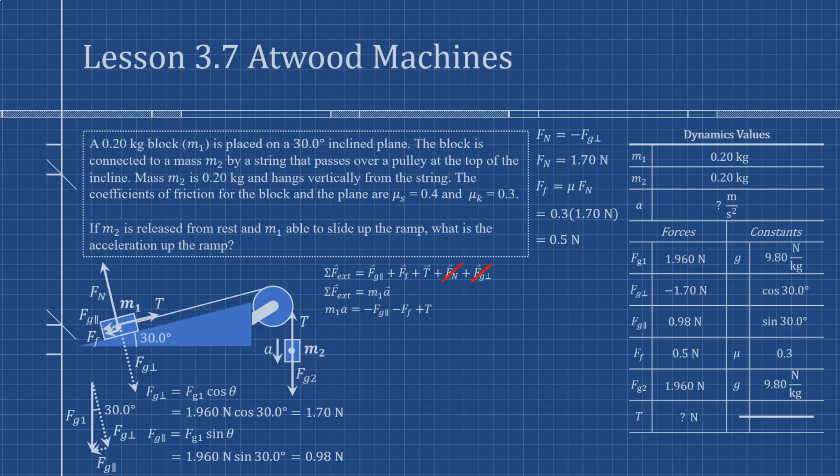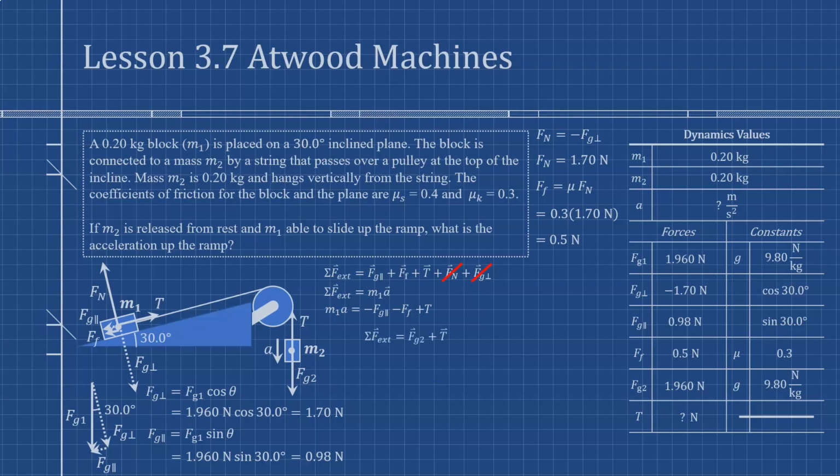And I get M1 times acceleration equals negative Fg parallel. I'm going to make that negative because it's pointing to the left, and the acceleration is pointing in the other direction. Acceleration is going to be positive in this case. Negative the force of friction, and then positive tension.